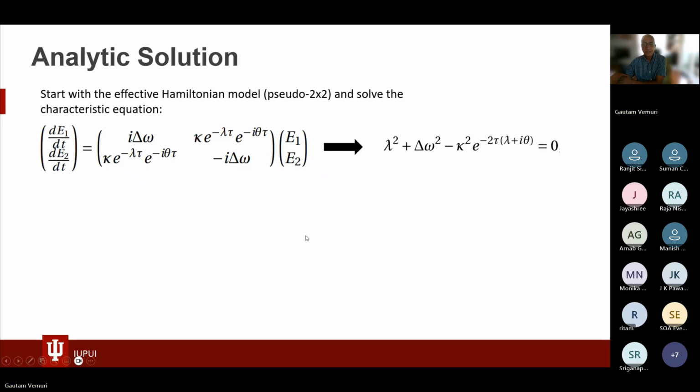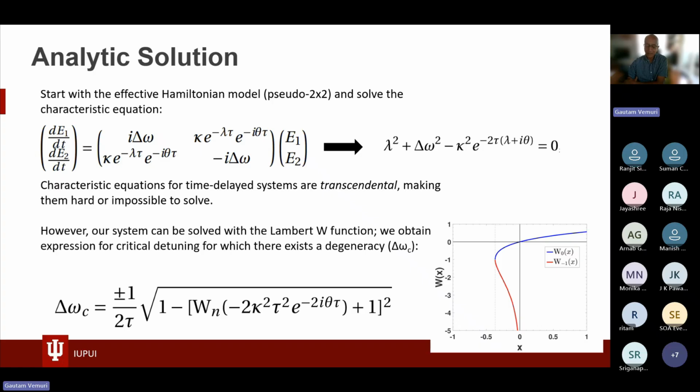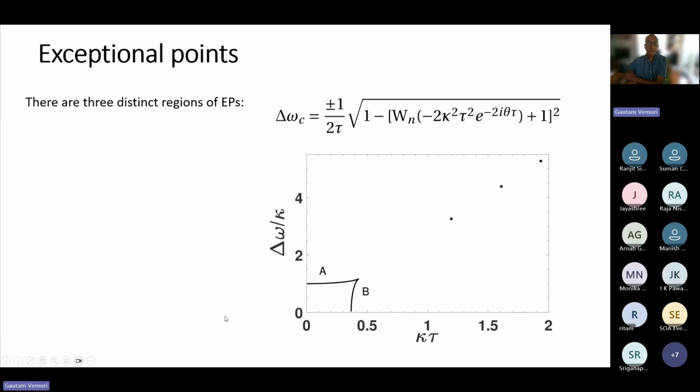Finally, let me talk about the exceptional points in this system. So this is my original equation. I simply find what the characteristic equation is. You can see that it is transcendental. There's a lambda here. There's a lambda here. So fine, I make use of the Lambert W function, and what I do is I look for a critical detuning for which the eigenvalues are degenerate, and this whole piece here is the Lambert W function.